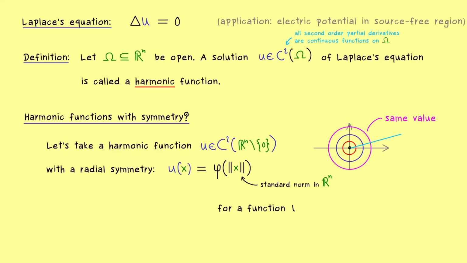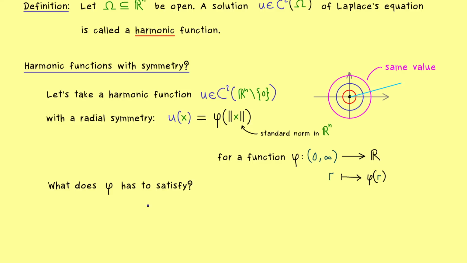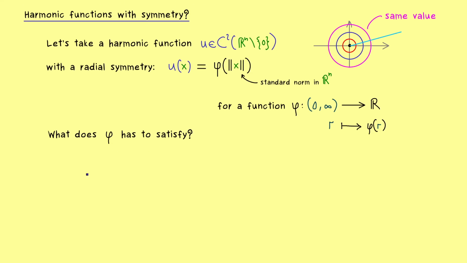And obviously this function phi only has to be defined on the real interval from 0 to infinity. And the values are the same as for u, so we land in R. And moreover, a common thing would be to denote the radial variable by r. Hence, now everything is just about the function phi of r. So you see, if we already assume that u is harmonic, we need to apply the Laplace operator to this composition of two functions. And then we definitely know the conditions that phi has to satisfy in this case.